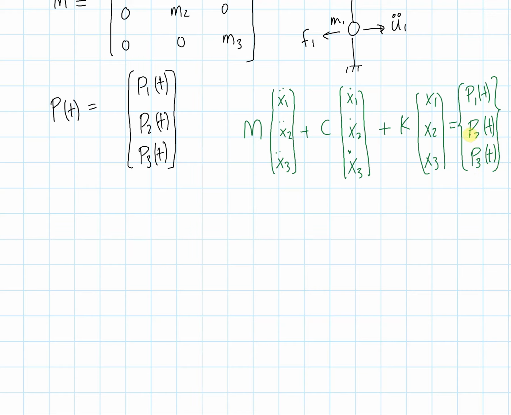Okay, we've completed our equation of motion for the multi-degree of freedom system, and we've noticed that for a 3-degree of freedom system, my mass, damping, and stiffness matrices will be 3x3 matrices. So anytime I have n degrees of freedom, I expect that my mass, stiffness, and damping matrices will be n by n.